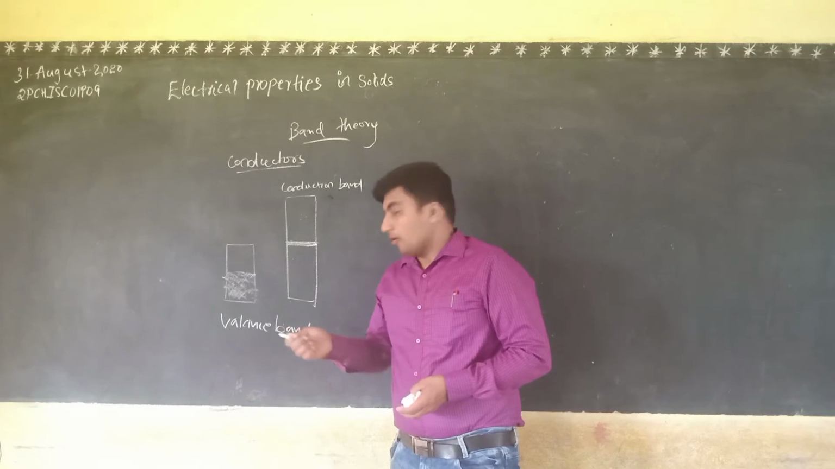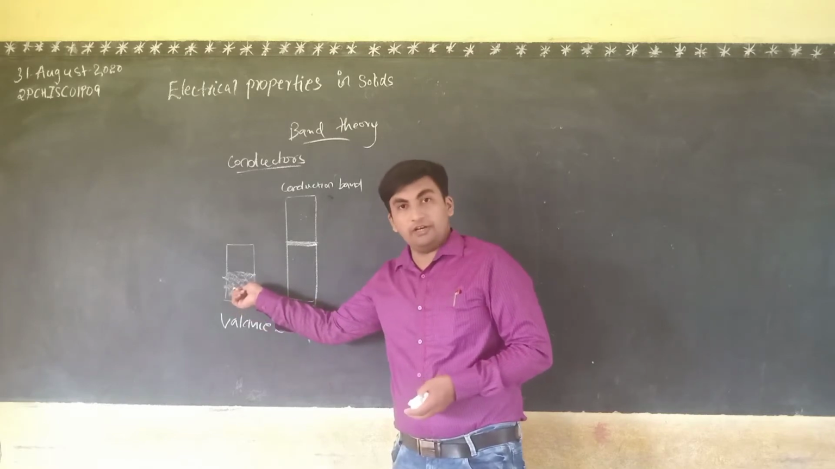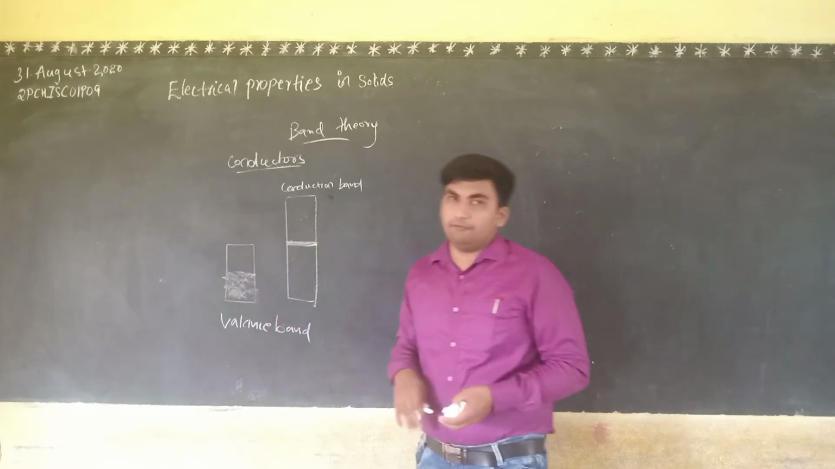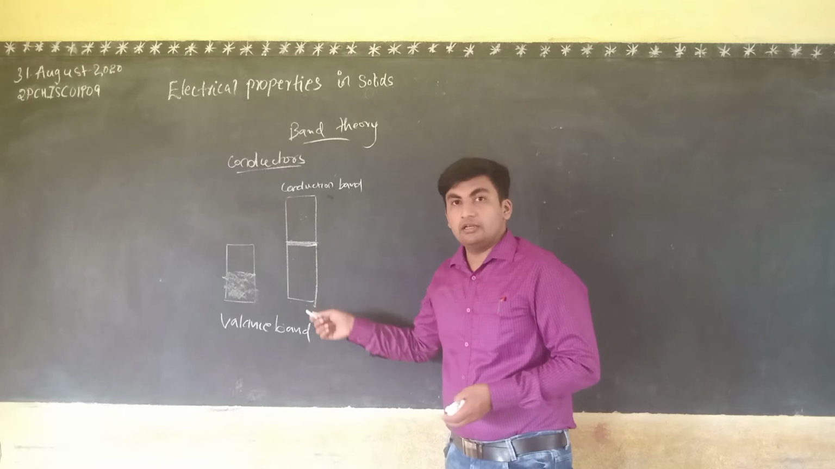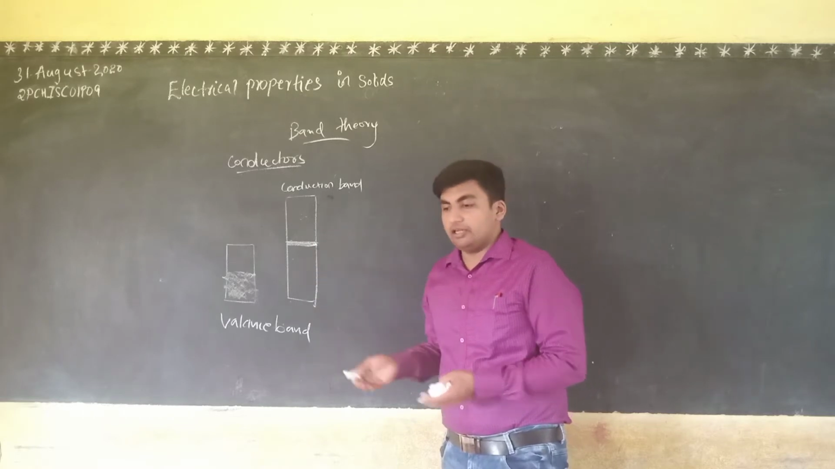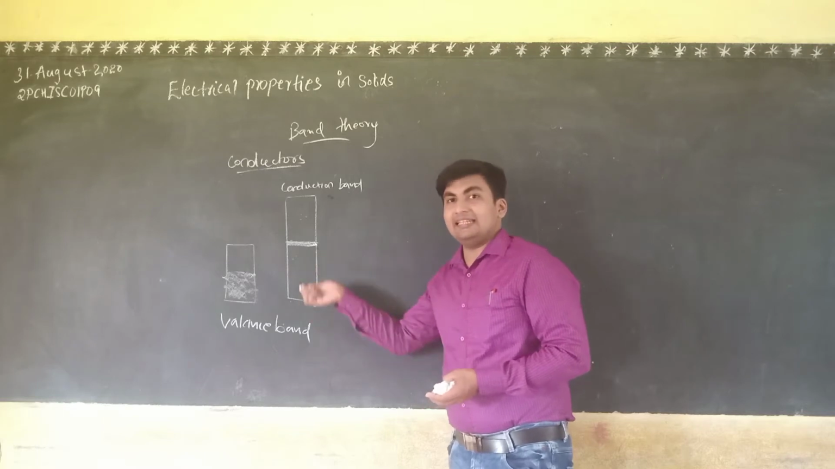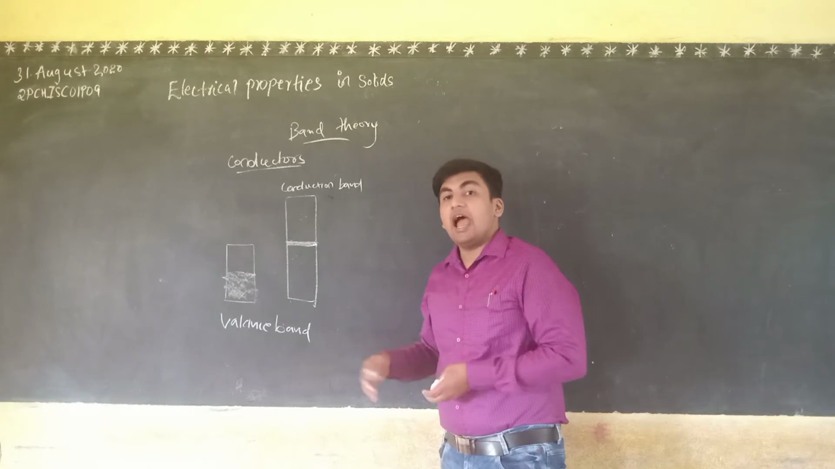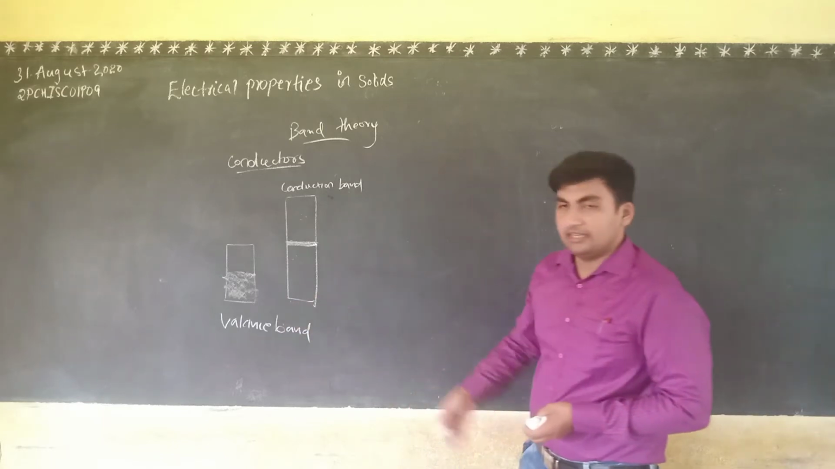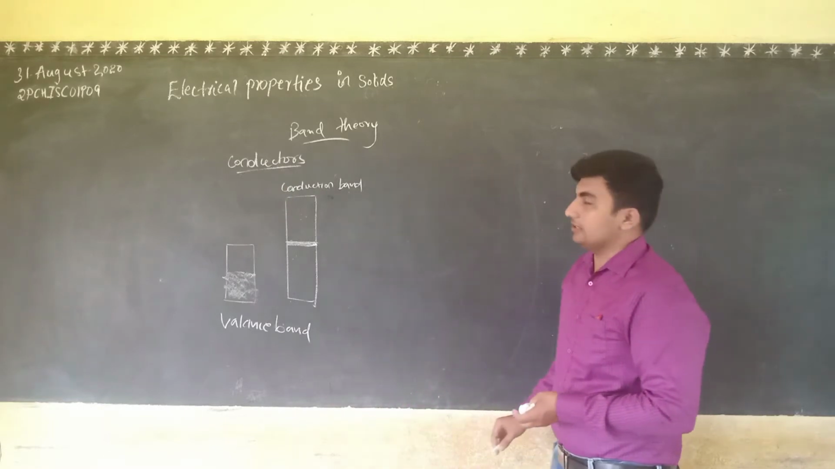In this, the valence band is partially filled or completely filled, and the conduction band and valence band overlap with each other, and if we increase the temperature, electrons present in the valence band jump into the conduction band and conduct electricity. This is the theory in case of conductors.